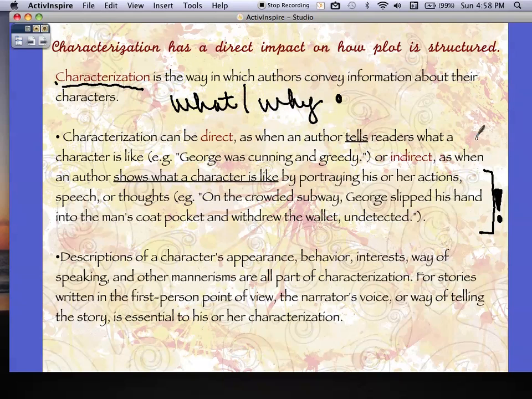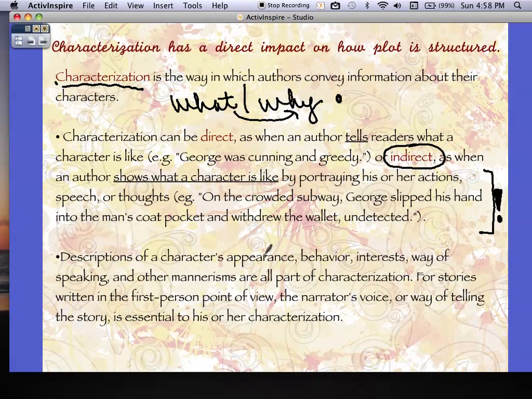All right, when Jack slams that knife into the tree, there's no reaction to his action. So it's indirect characterization. It shows us what he's like to help us understand why he does what he does. The example here about George, instead of saying he's cunning and greedy, they show us stealing somebody's wallet.